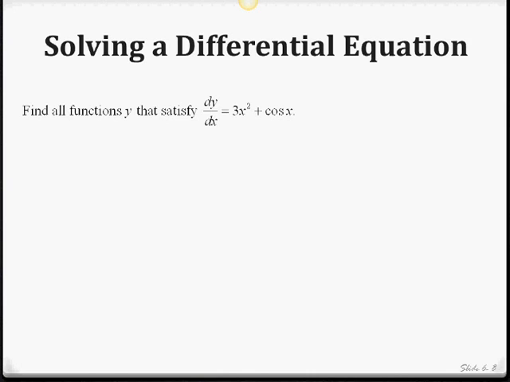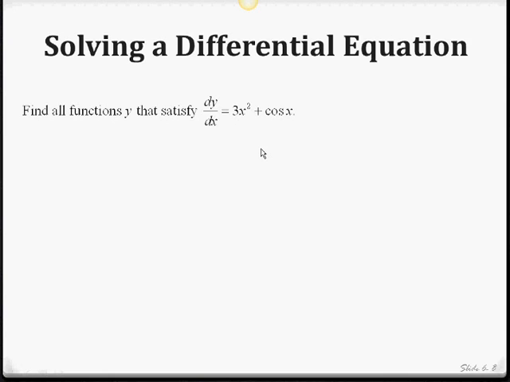Okay, I'm going to go through some different types of problems that you could see that all involve differential equations or antiderivatives. This question says to solve a differential equation: find all functions y that satisfy the differential equation dy/dx is equal to 3x squared plus the cosine of x. When it's asking you to find all the functions y, you are saying, okay, here is my derivative. What function would have a derivative of that?